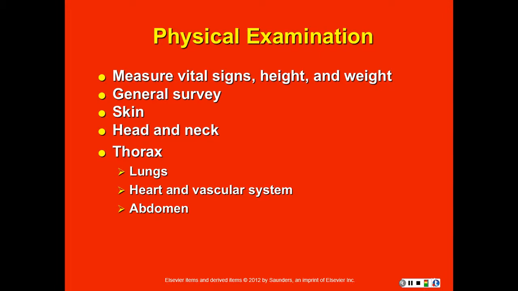You may also use the word purpura. Have you heard that word? What does that mean? That's big old spots. That's big purple dots, okay?